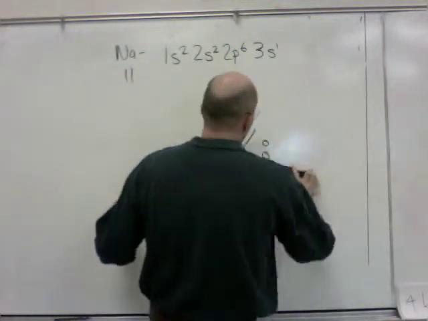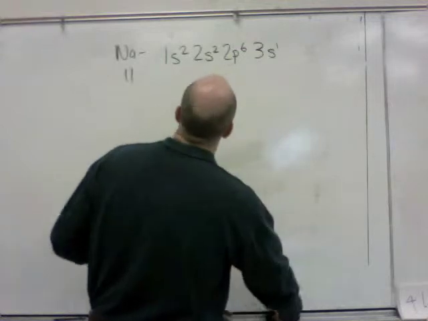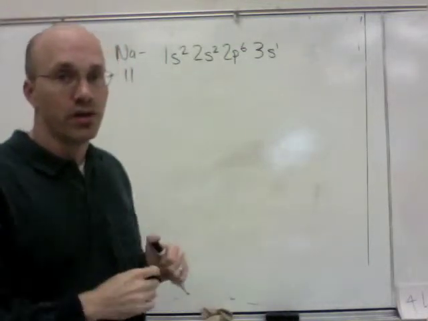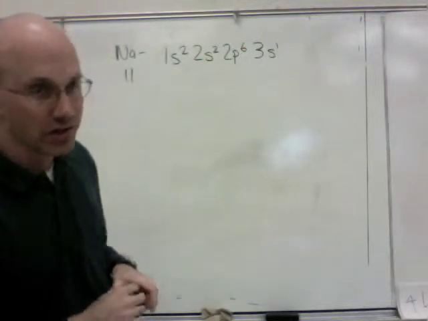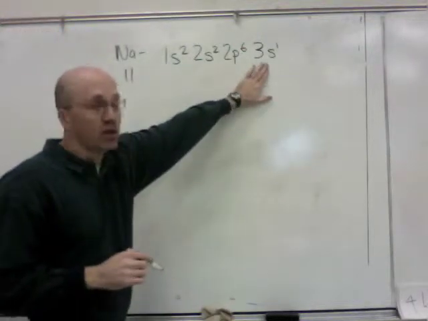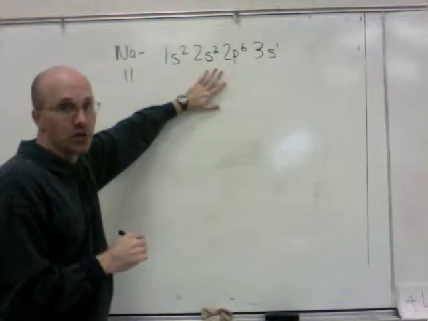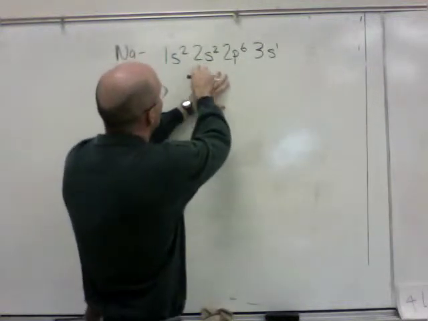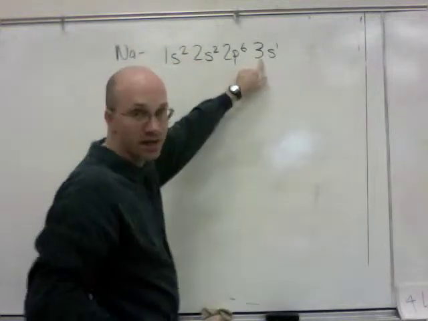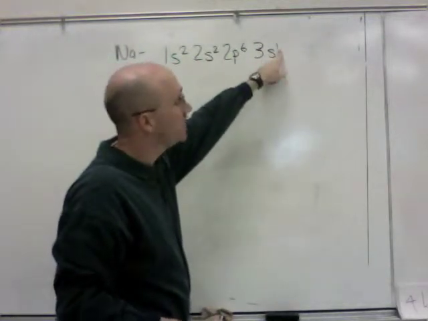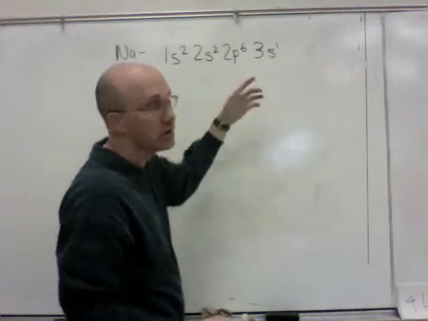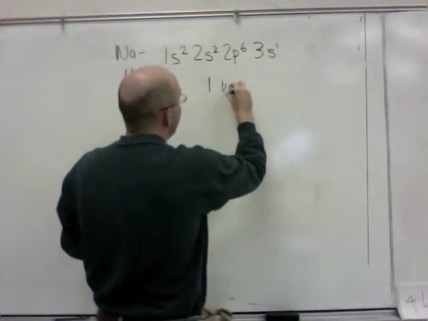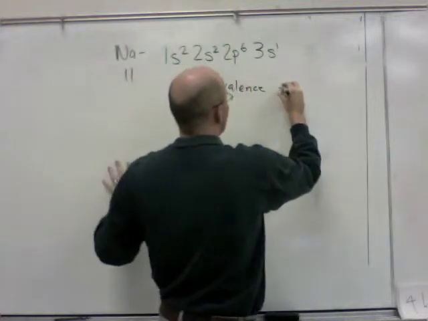So the dot structure shows the symbol of the element with the number of valence electrons that it has. First of all, take a look at this configuration. We need to figure out how many valence electrons there are. You've got 1s, 2s, and 3s. The highest level is 3. How many total electrons are in the third level? You start with that 3. It's 1. So you've got 1 valence electron.